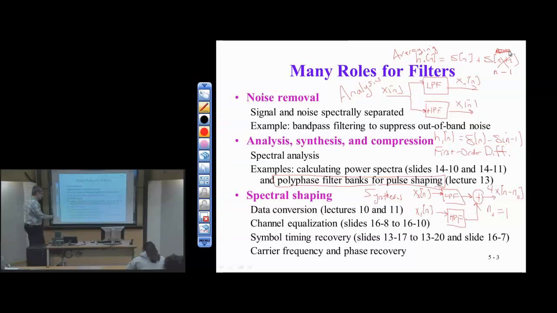Okay, so the spectral shaping topics are going to be after spring break. They're going to come up later in detail.